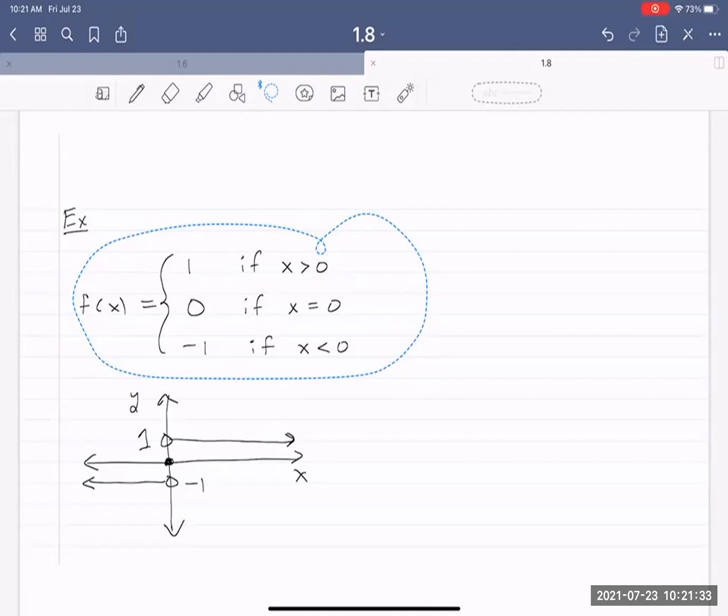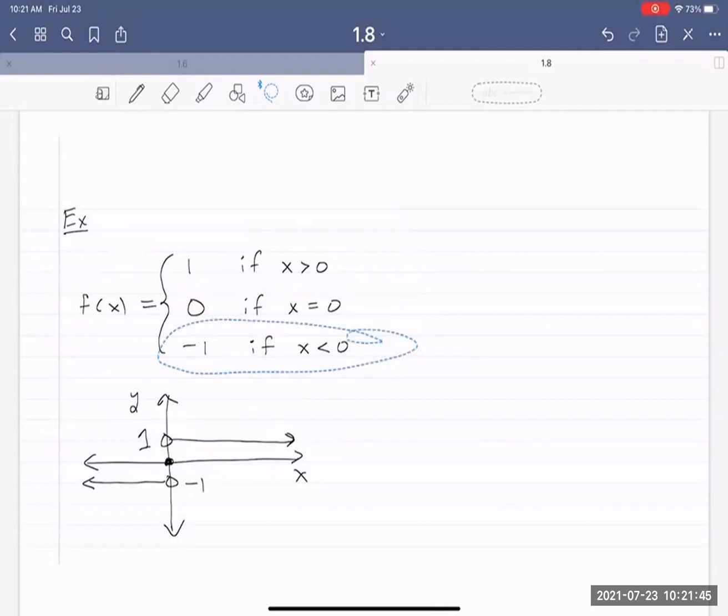So let f of x equal 1 if x is greater than 0. Let it be 0 if x is equal to 0. And let it equal -1 if x is less than 0. So this is sometimes called the sign function. It's the SIGN function. It gives you the sign of your number.